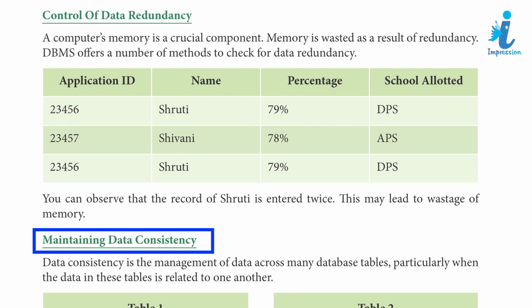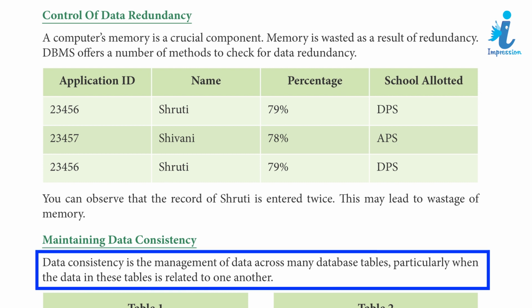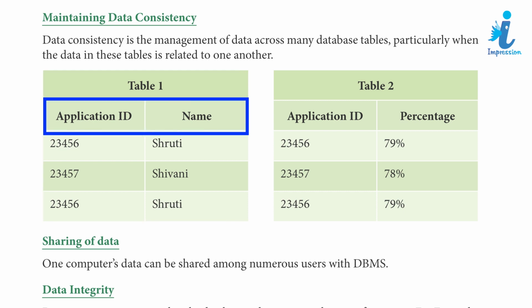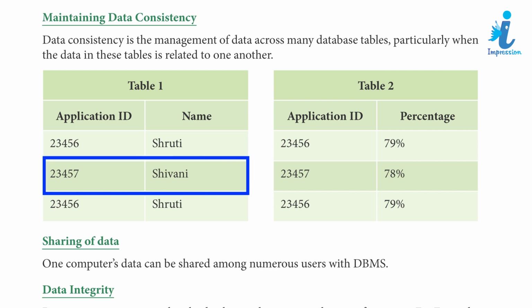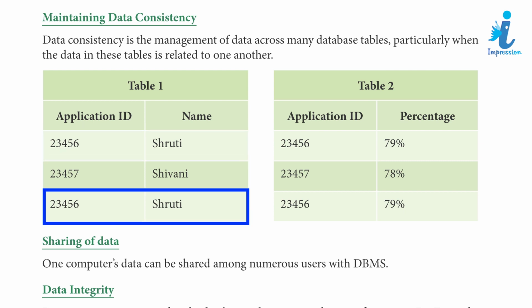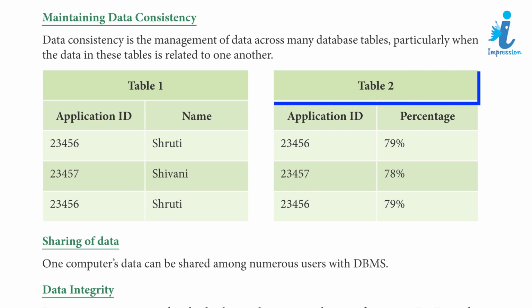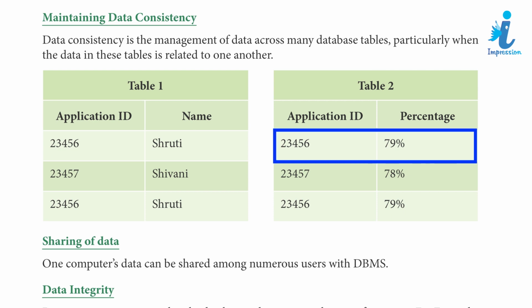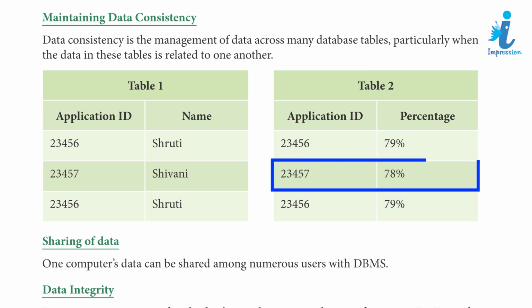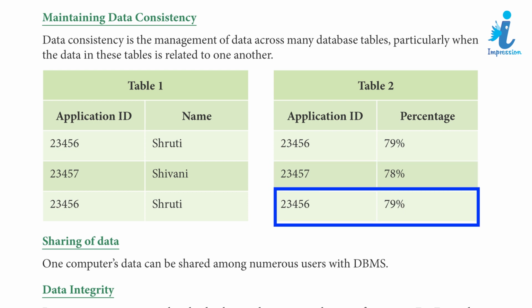Maintaining data consistency. Data consistency is the management of data across many database tables, particularly when the data in these tables is related to one another. Table 1. Application ID, name. 2, 3, 4, 5, 6, Shruti. 2, 3, 4, 5, 7, Shivani. 2, 3, 4, 5, 6, Shruti. Table 2. Application ID, percentage. 2, 3, 4, 5, 6, 79%. 2, 3, 4, 5, 7, 78%. 2, 3, 4, 5, 6, 79%.